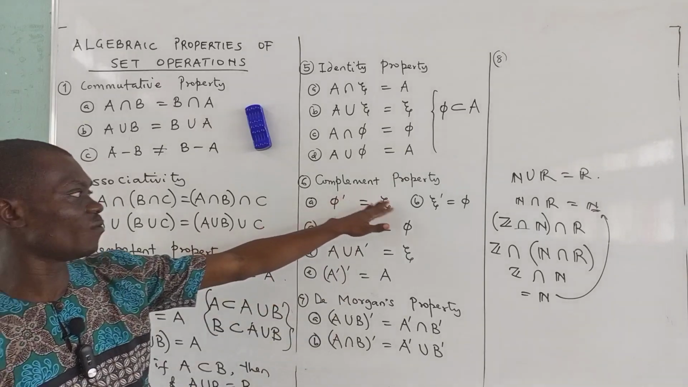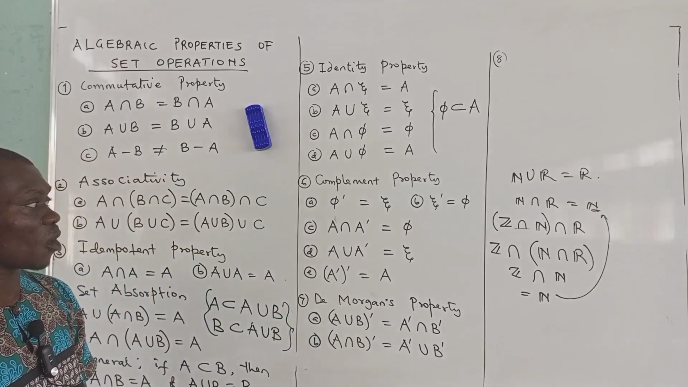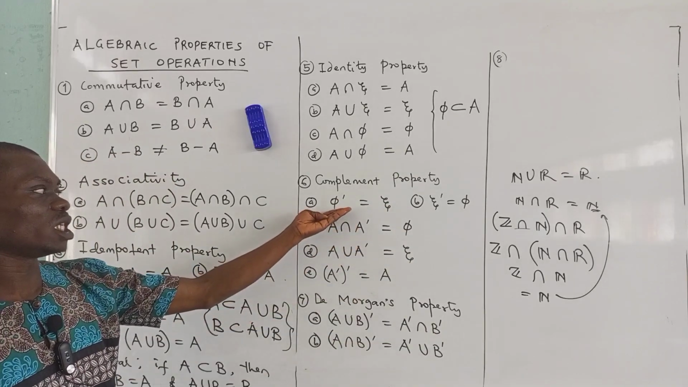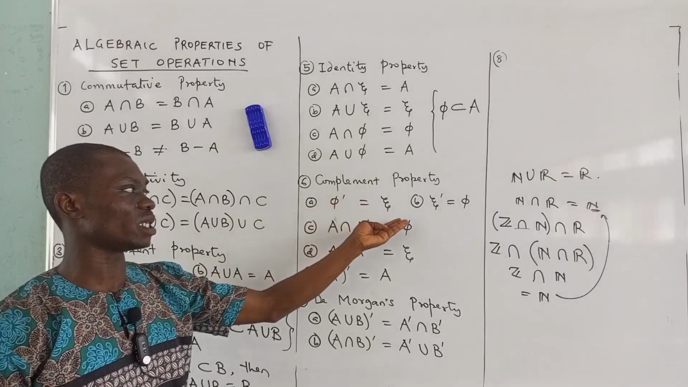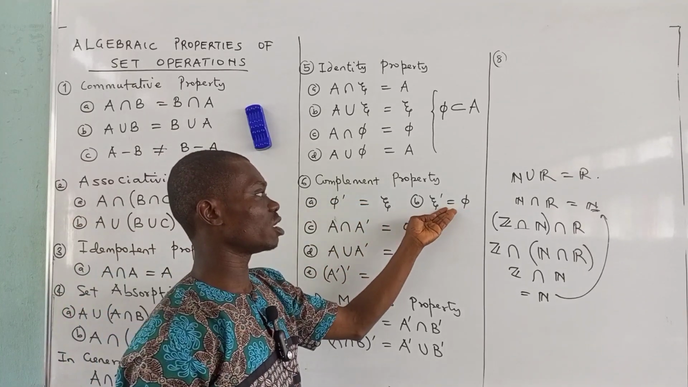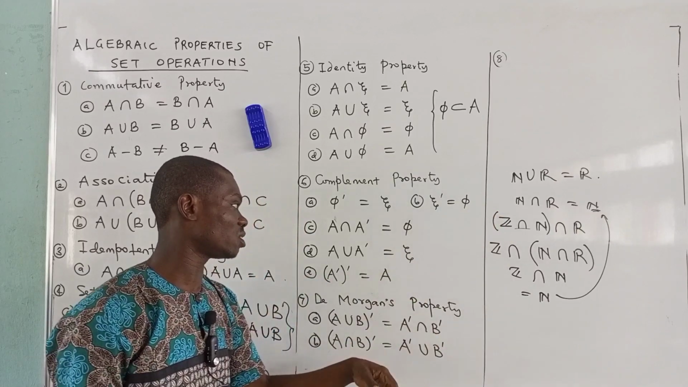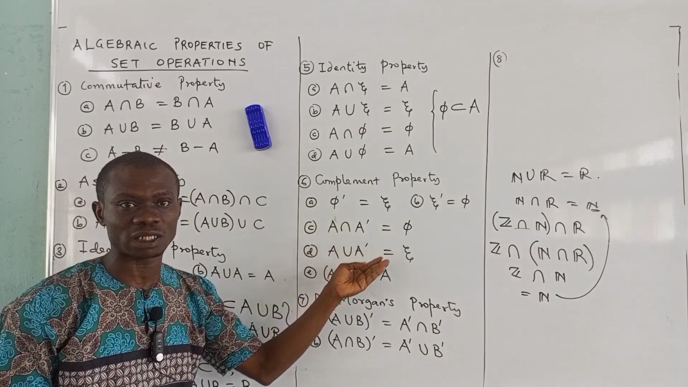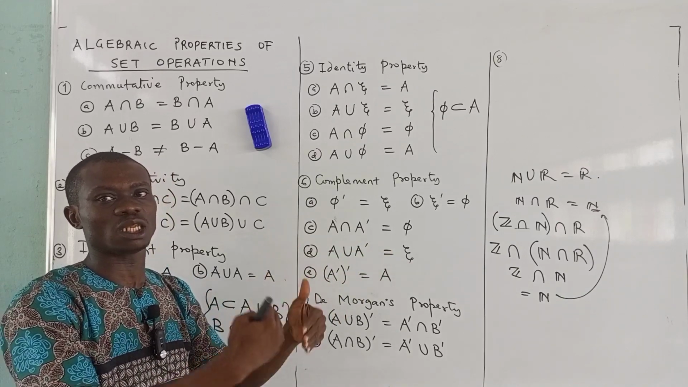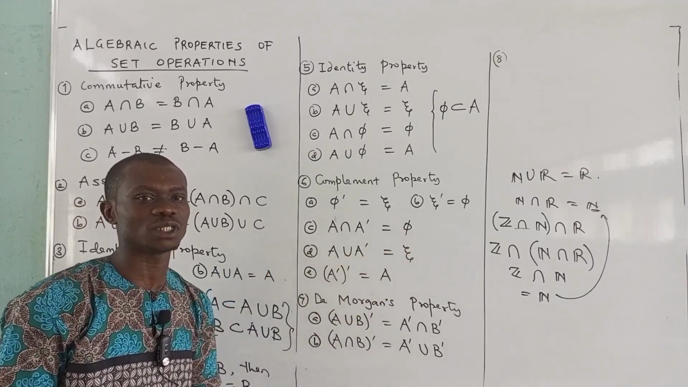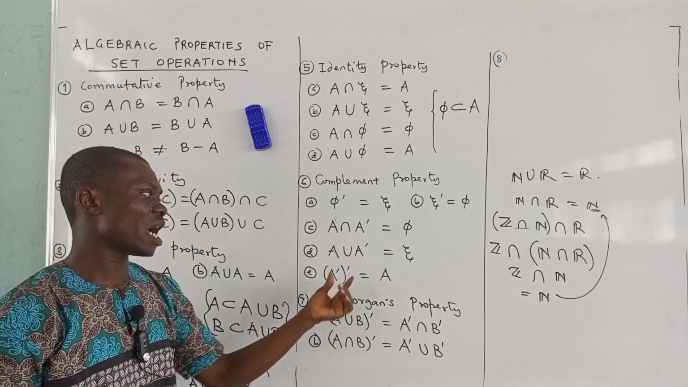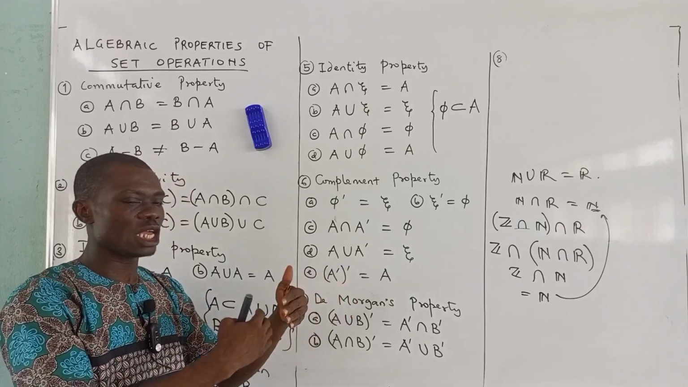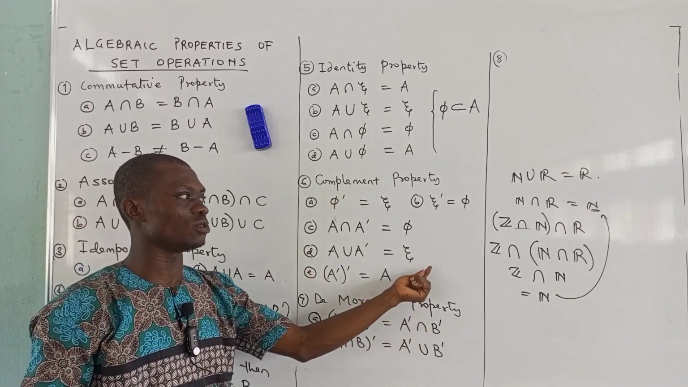Okay, and then we have the complement properties. If you take the complement of the empty set, you get the universal set. If you take the complement of the universal set, you get the empty set. If you take the intersection of a set and its complement, because they don't have anything in common, you always get the empty set. No element will be there. And if you take the union of a set and its complement, you get the universal set.